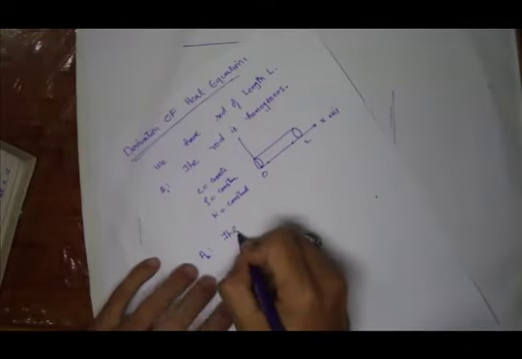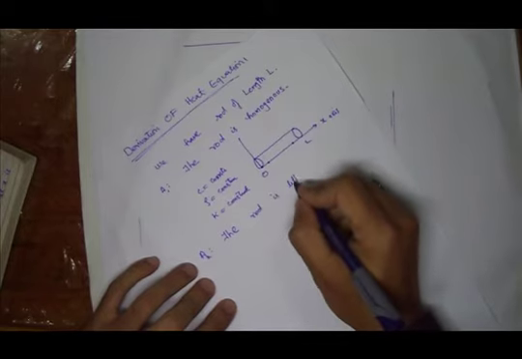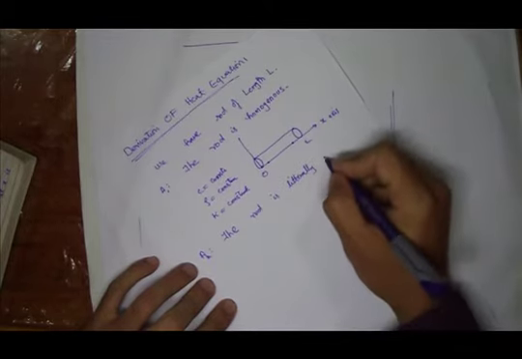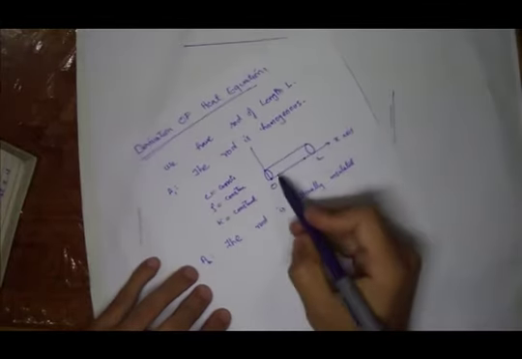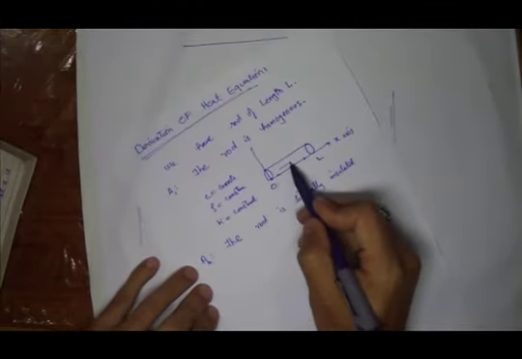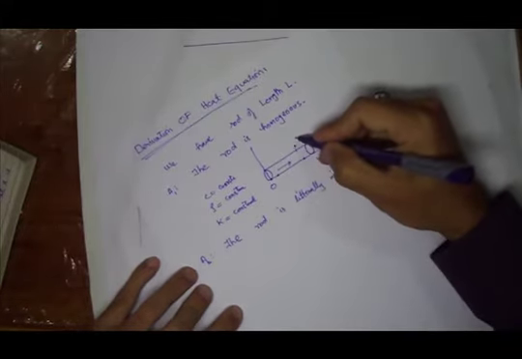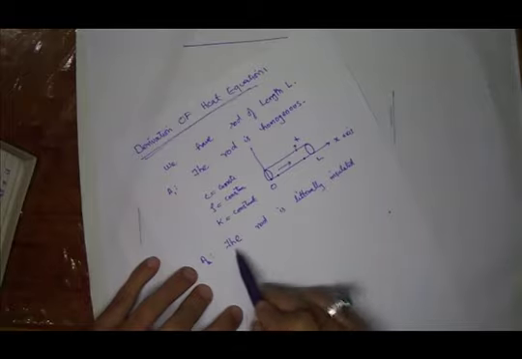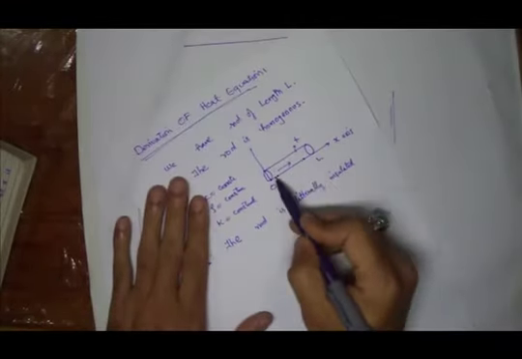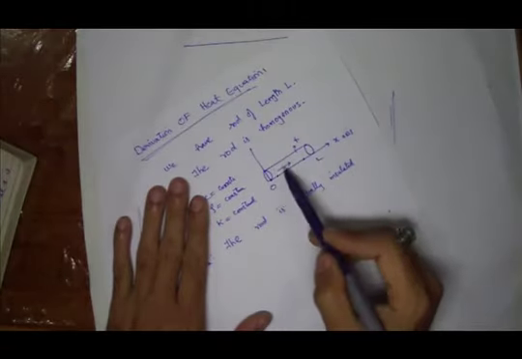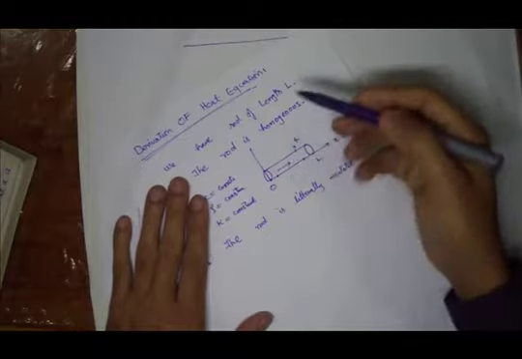The second assumption: the rod is insulated. The rod is literally insulated, meaning the heat flows only in the x direction. The heat does not flow out of the boundary. The curved surface of this rod is insulated. Heat does not flow out of the rod to the environment.